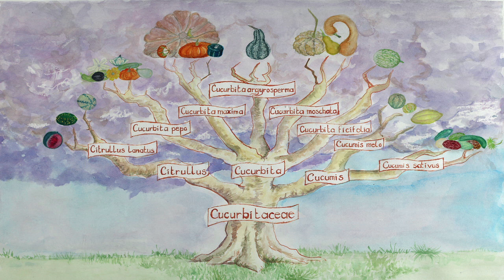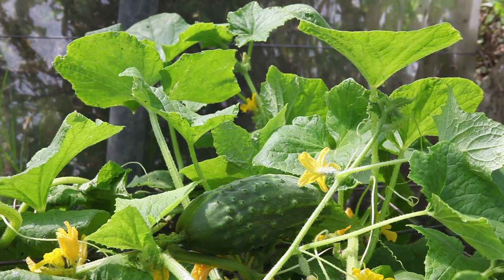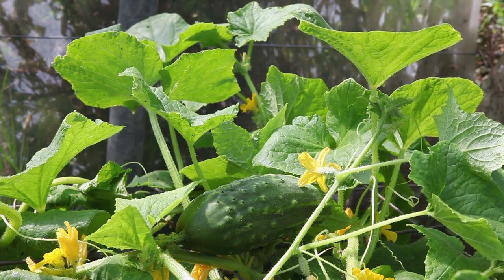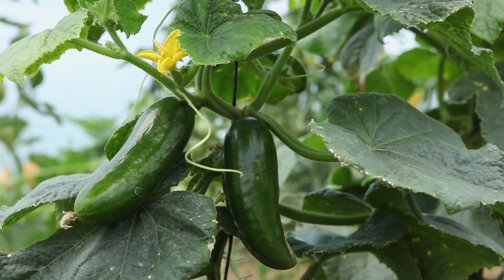The cucumber is part of the Cucurbitaceae family and belongs to the Cucumis sativus species. It is divided into 5 types. Open field cucumber, whose skin is covered with small thorns. Greenhouse cucumbers with a very smooth skin.